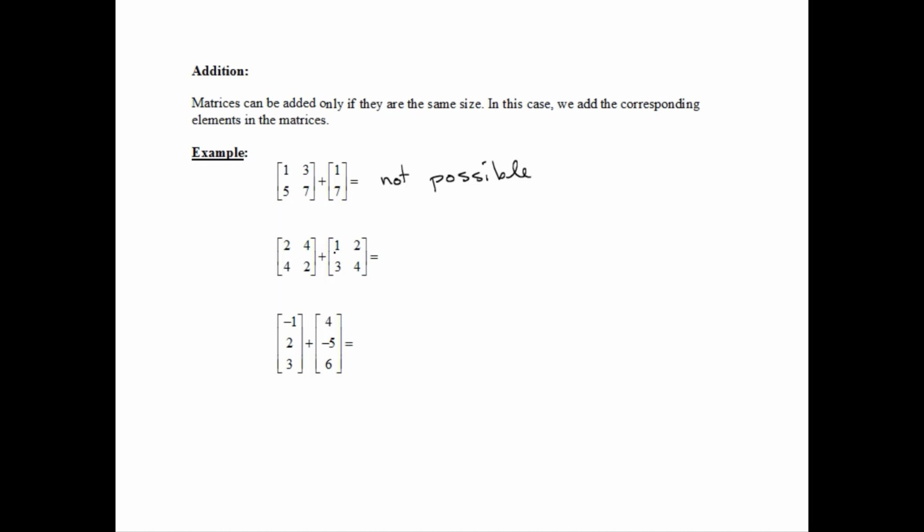Now here we have two 2 by 2 square matrices, and so the result will also be a 2 by 2 square matrix. And so in the first entry we'll have 2 plus 1. In the second entry of the first row we'll have 4 plus 2, adding the corresponding ones, then 4 plus 3, and then 2 plus 4. You probably wouldn't write this step once you know how to do this. You'll just add those in your head and you'll get 3, 6, 7, 6.